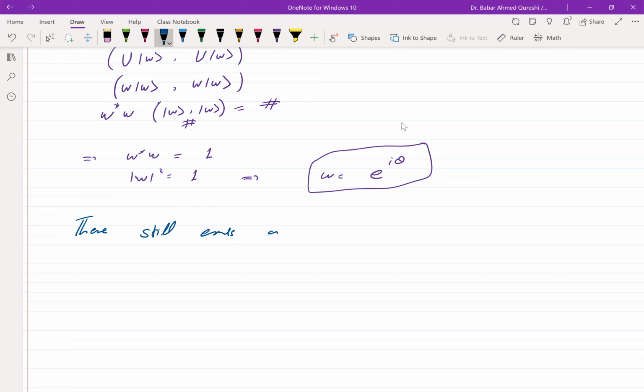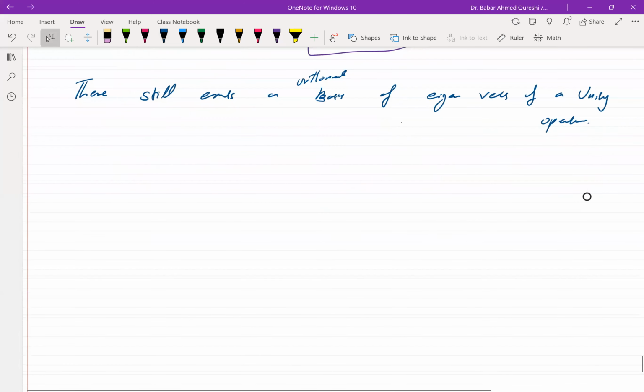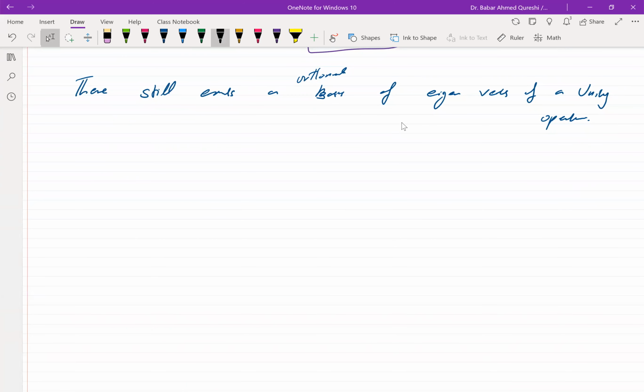There exists an orthonormal basis, a basis of eigenvectors of a unitary operator. Let's leave it as an exercise. Pretty much same logic. And let's instead just do a quick example and then close. We will meet tomorrow.